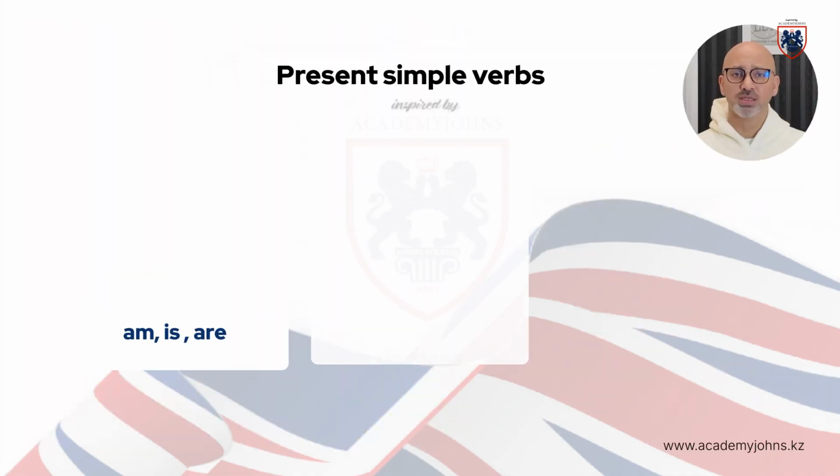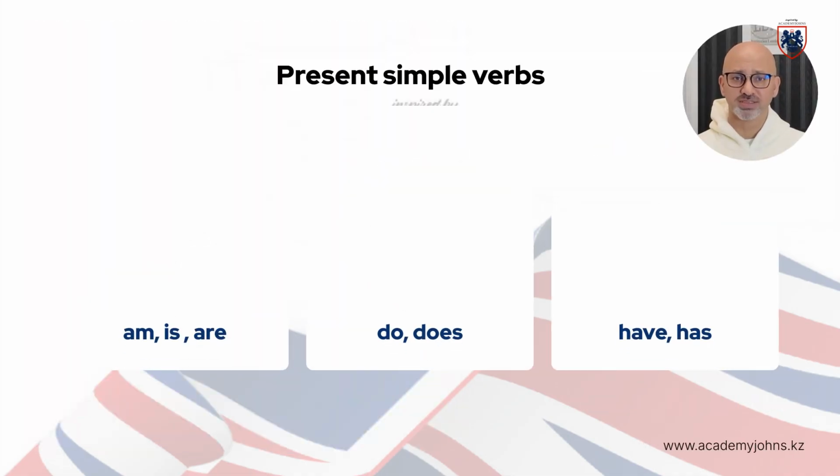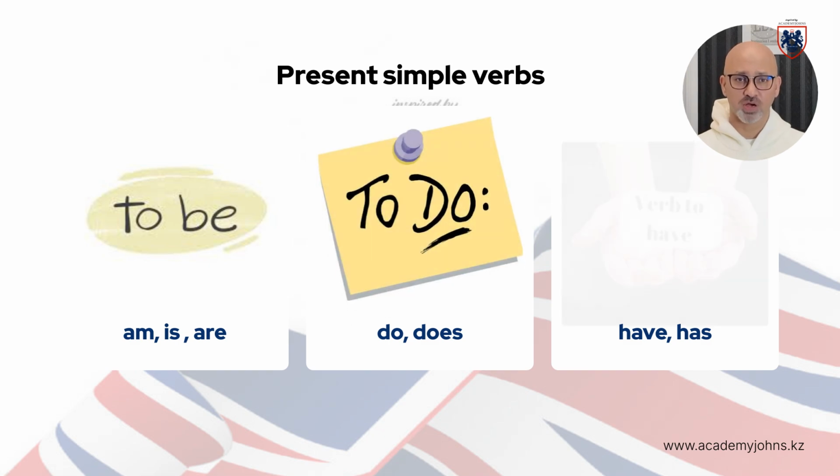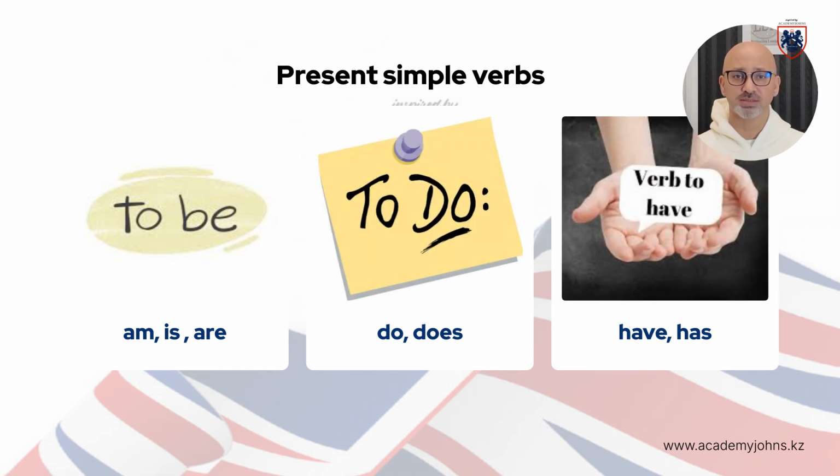We know that in order to create present simple sentences, we must use the verbs to be, to do, and to have. Before moving on to learn these verbs, I would like to mention that we've already discussed the verb to be earlier in our previous module. So now we will be discussing only to do and to have in this video. So please pay attention.